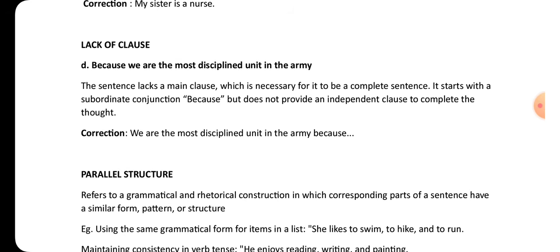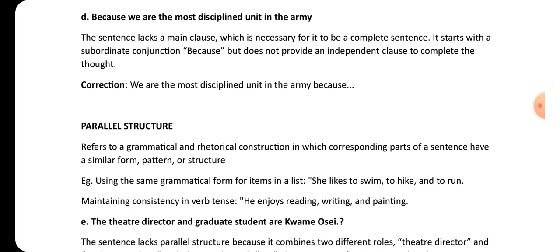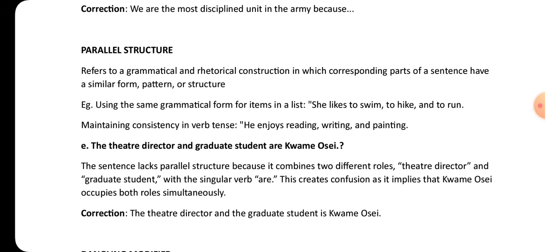Because we are the most disciplined unit in the army. So what happens after that? So I can also relate this sentence to what? A fragment. This one has to do with what? Lack of clause. So you provide it, you try, and then correct it. And then also, you say that we are the most disciplined unit in the army because, yes. So, and then another one is also what?